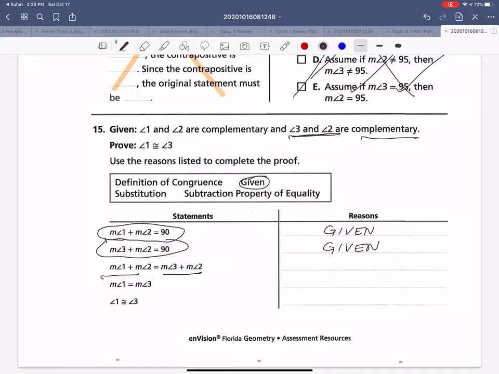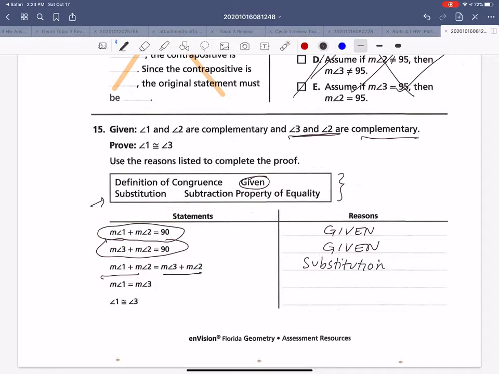I think I normally would call that transitivity, but that's not in my choices. So I'm actually leaning toward substitution. So it looks like if this stuff is equal to 90, and I see a 90 right here, can't I just substitute that in? So I'm going to pick substitution.